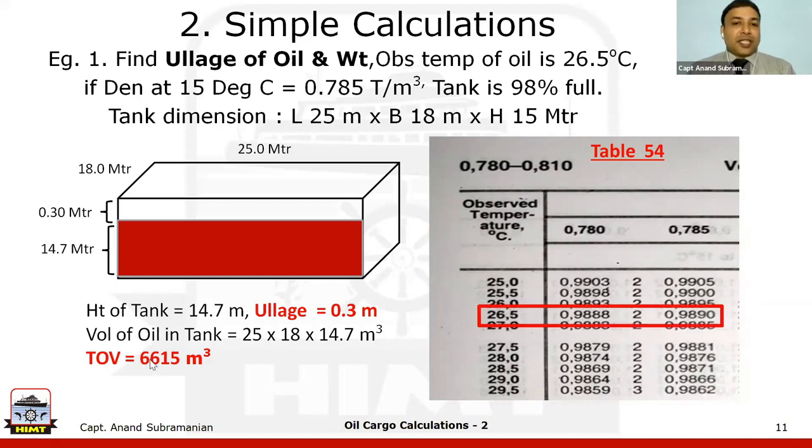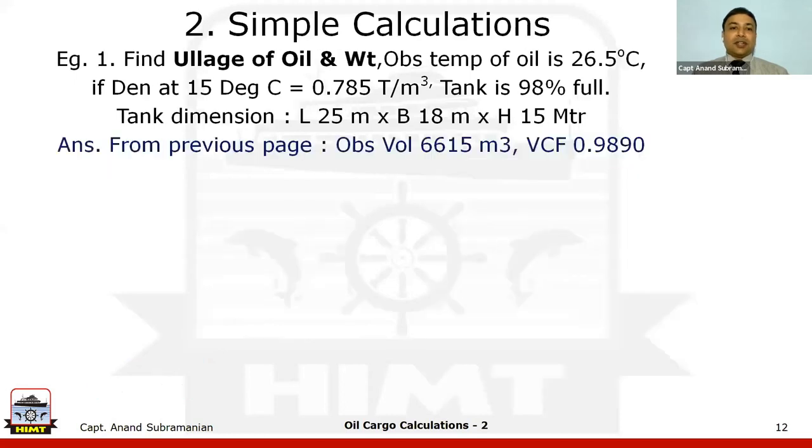Next, we will start using the tables. 26.5 is the temperature given, and the density is 785. So where these two meet, that is 0.9890. So this value of VCF is 0.9890. Now from this page, what I've calculated is TOV and the VCF. Now I don't need the tables or the diagrams because I already have the volume calculated and the VCF found.